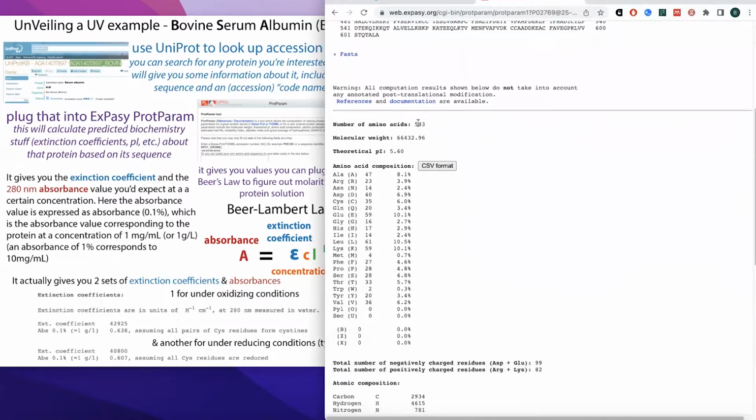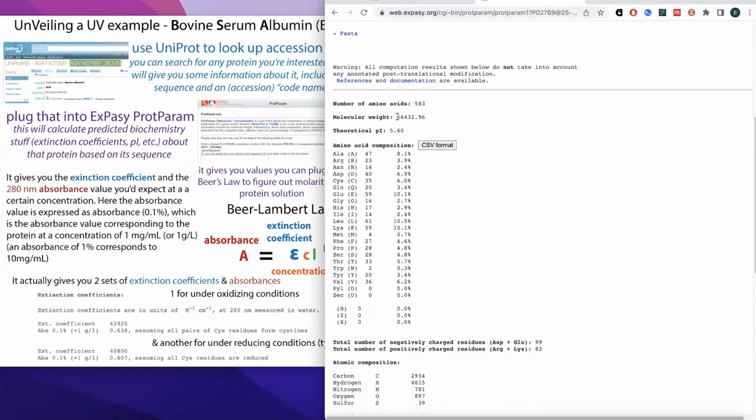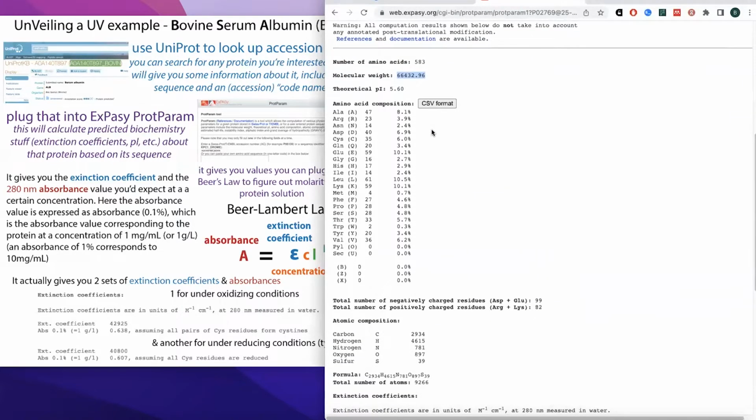So the number of amino acids, this is just the length of the protein, the molecular weight, and so this is going to be in Daltons. Typically, we are talking in kilodaltons when we talk about proteins. So a kilodalton is 1,000 Daltons, and so this would be 66.4 kilodaltons, or 66.4 kDa.